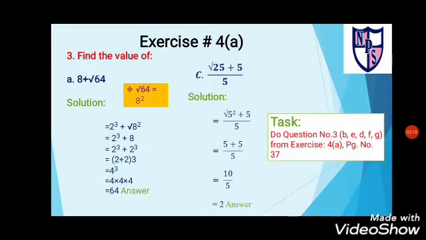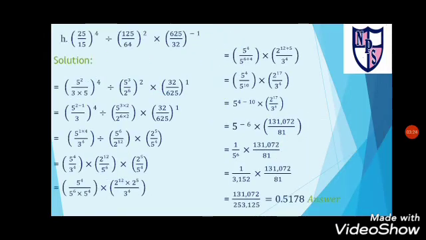This is the task you have to do in your notebooks. Here is a new question. In this question, we have 25 upon 15 whole power 4 being divided by a fraction 125 upon 64 whole power 2, being multiplied by a third fraction 625 upon 32 whole power minus 1. We have 3 fractions.